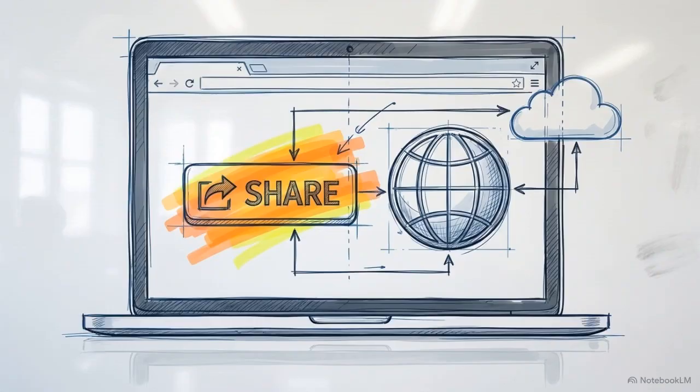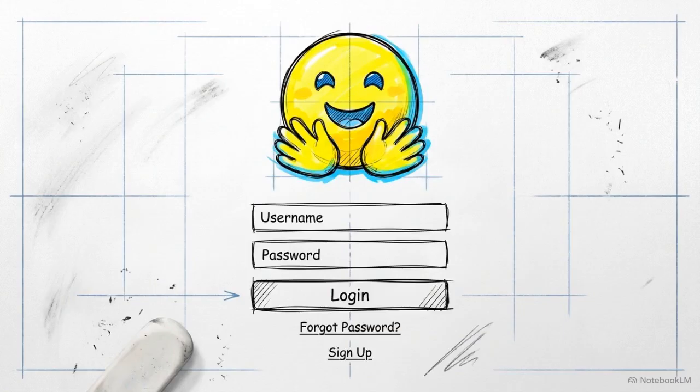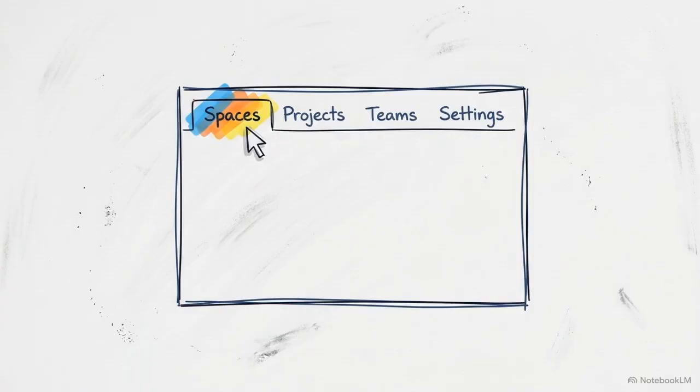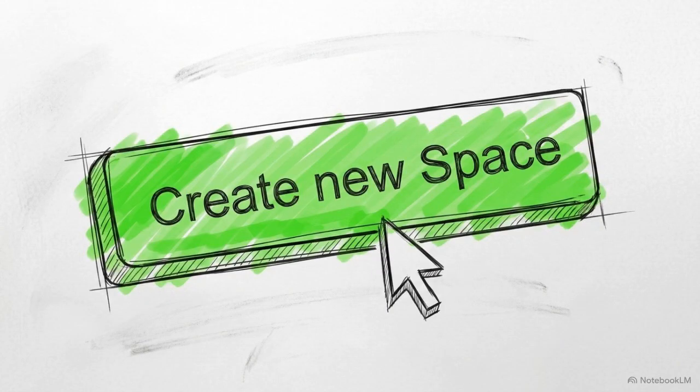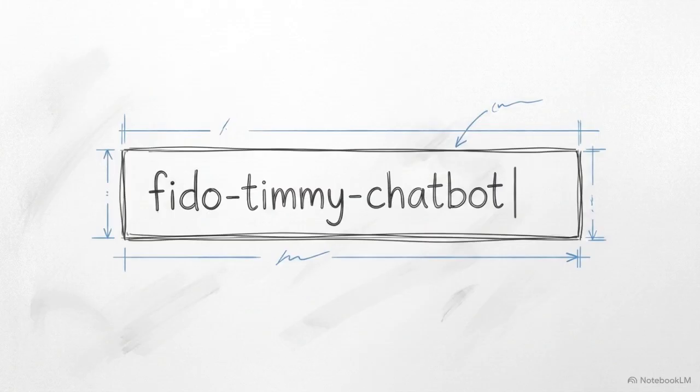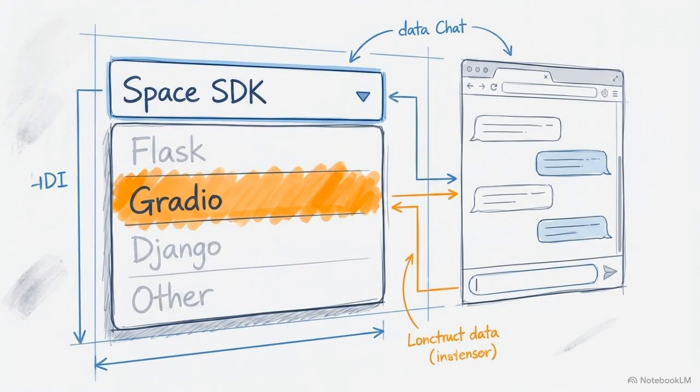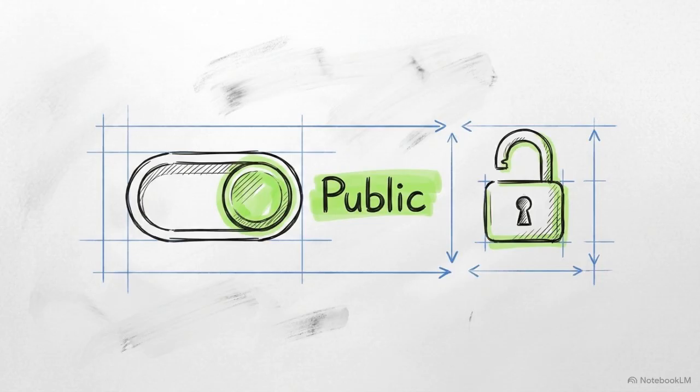To make this accessible to others, log into Hugging Face, navigate to the Spaces page, and click Create New Space. Label the repository Fido Timmy Chatbot. In the configuration options, select Gradio as the Space SDK. This tool provides the web interface that users will interact with. Set the visibility of the space to public. This setting is required to use the platform's free hosting tier.